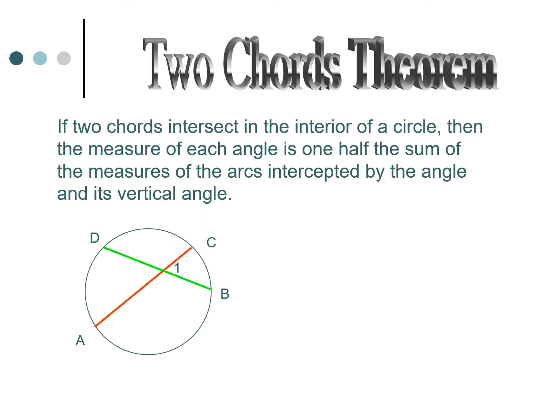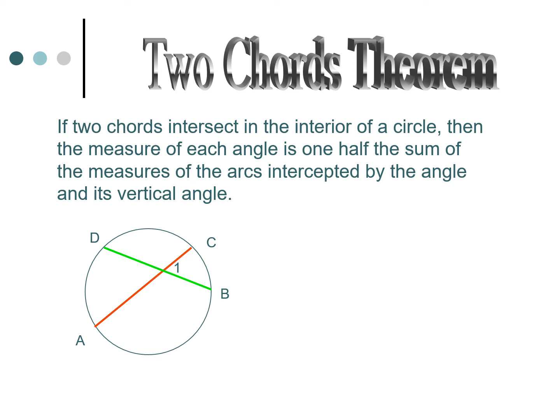Time for another theorem. We have the two chords theorem, and it says if you have two chords intersecting in the interior of a circle, so two chords that cross each other inside the circle, not necessarily at the center, but they just cross somewhere, then the measure of each angle is 1/2 the sum of the measures of the arcs intercepted by the angle and its vertical angle.